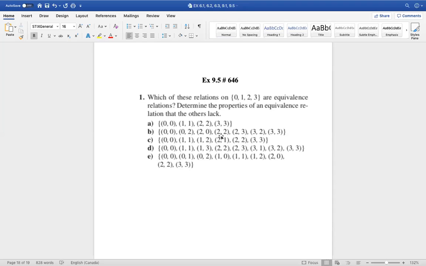So question number one, we have: which of these relations on {0, 1, 2, 3} are equivalence relations? Determine the properties of an equivalence relation that the others lack. Okay. So we have to basically determine which set is which kind of relation. So part A, we have this {(0,0), (1,1), (2,2), (3,3)}, because here we see a sort of equivalency. So we can right away tell that this is an equivalence relation.